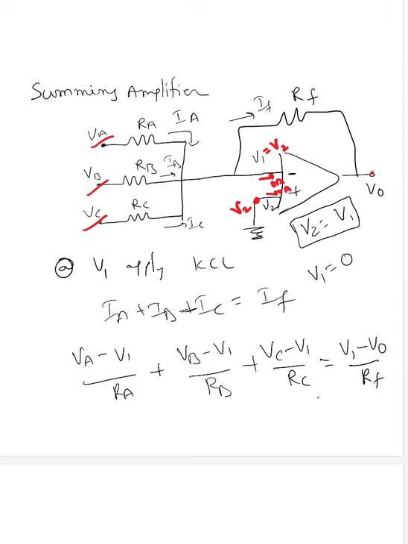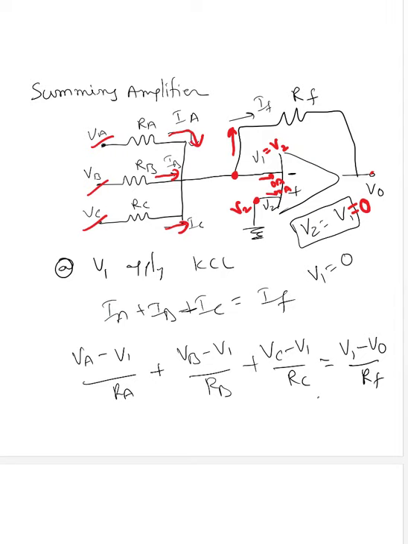Here my V2 is grounded, so we know that V2 equals V1, so this value must be equal to 0. Now at V1 apply KCL. If I apply KCL, IA is coming in here, IB coming here, IC coming from these three inputs. So IA plus IB plus IC equals IF, the current going out as feedback current. And here I'm representing this resistance as RF.